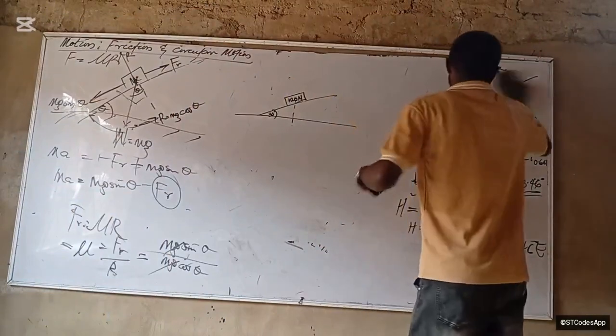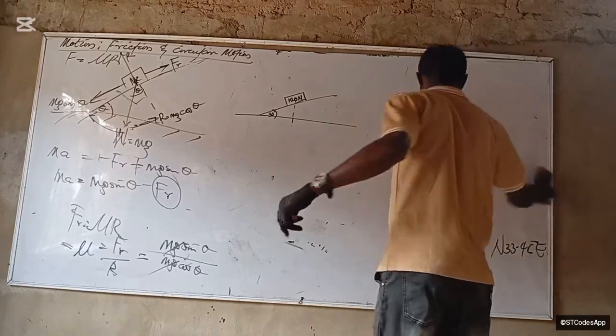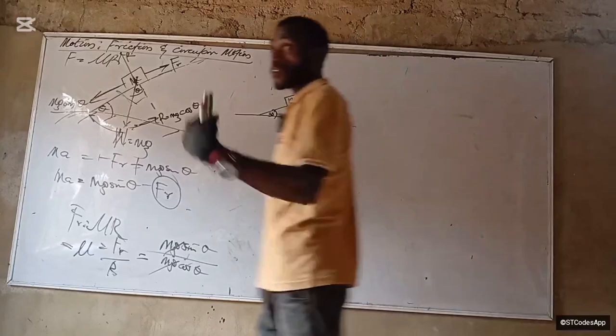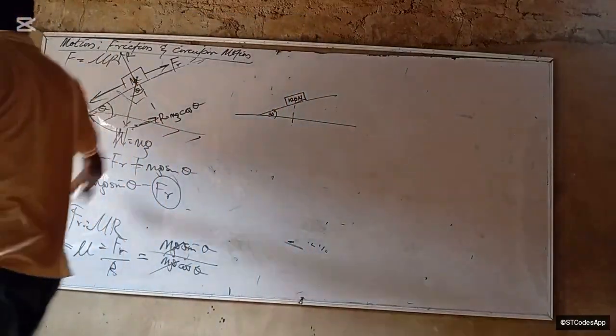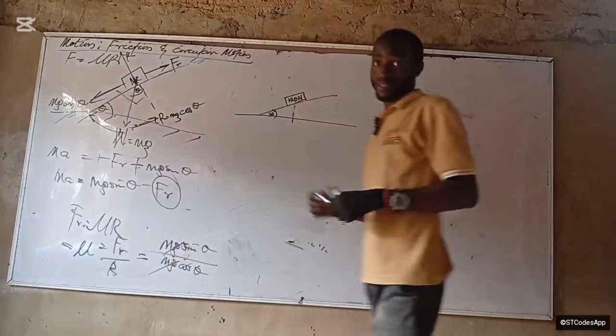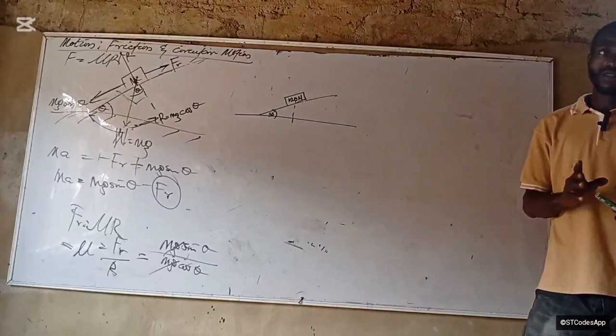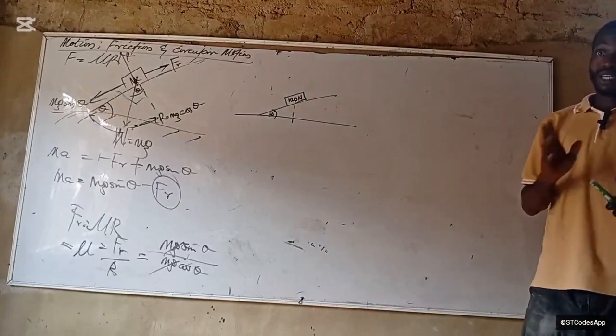So there's something that you must notice. Since the load must move up the plane, what does that mean? That force must be greater than mg sine theta. Is it clear? Do you even get it at all? Yes. Are you sure? You did not get it?